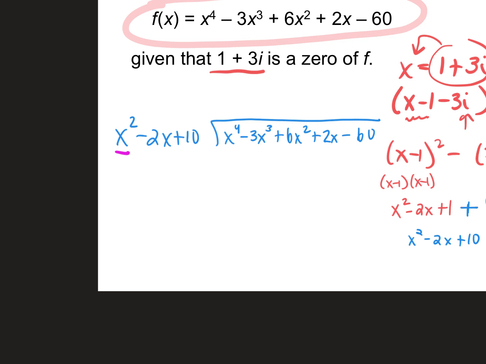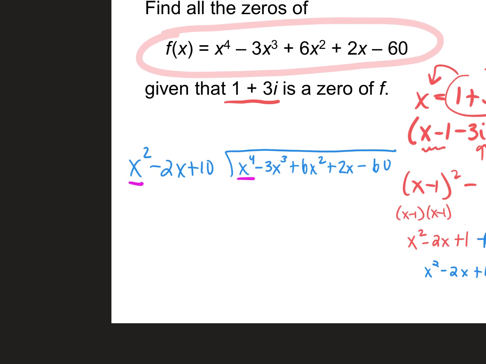So x squared into x to the 4th. X squared times what gives me x to the 4th? X squared. Okay, I'm going to write up here above my x squared. Get your subtraction ready before you multiply. So x squared times x squared is x to the 4th. X squared and negative 2 is negative 2x cubed. And x squared and 10x is plus 10x squared. Agreed?